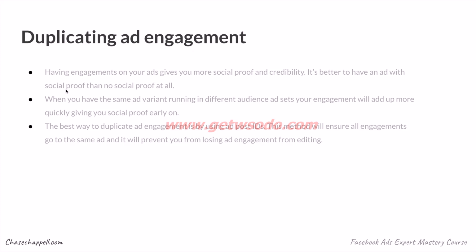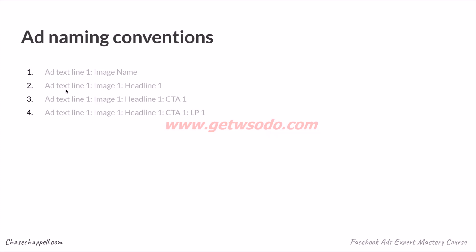I have a video link below on how you can implement that, but it's very important we do this also because all of your ads are going to start compounding over time. When you have them in multiple audiences, you're just going to send a lot more people to the same ads in different audiences, which raises your social proof, which is great. Now we are covering ad naming conventions.